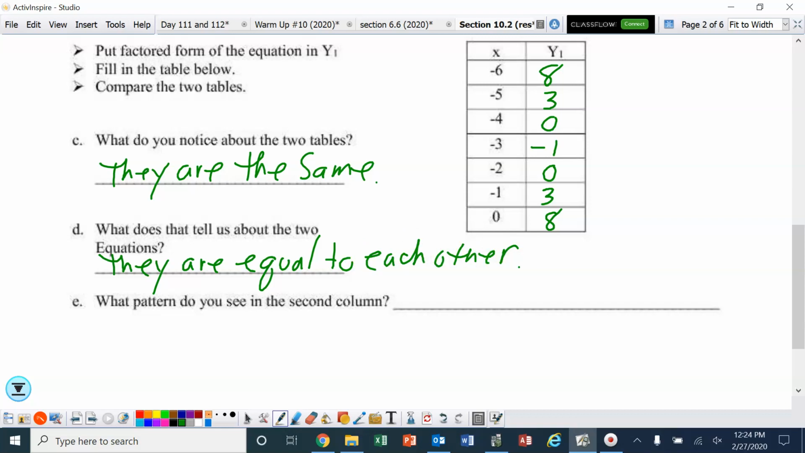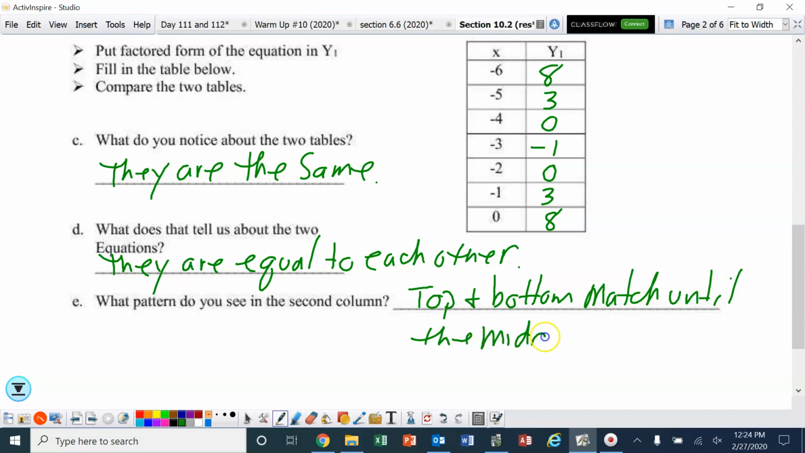All right, again, what do we notice? Top and bottom match until the middle. All right, it's pretty straightforward. Go ahead and fill in the next couple of problems, okay?